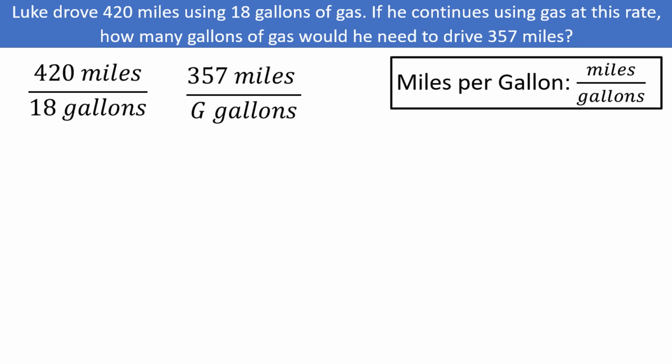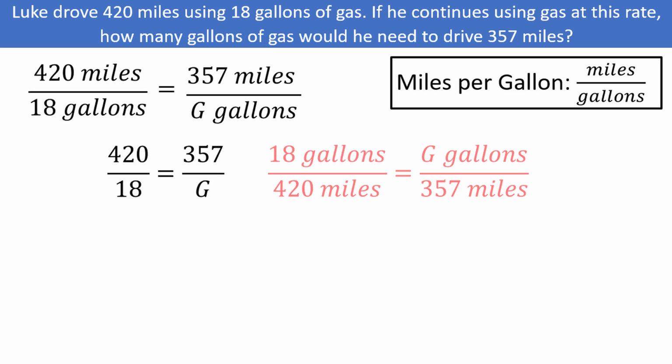It makes sense to assume that whatever the rate of miles per gallon that Luke got when driving 420 miles, he will also get the same rate when he drives 357 miles, so we can set the two rates equal to each other. Now we have an equation which we can solve for G, which I am going to rewrite without the units. I just want to note that if you had your fractions flipped, this would still work. So if you had gallons per mile, like this, you could still solve and get the right answer.